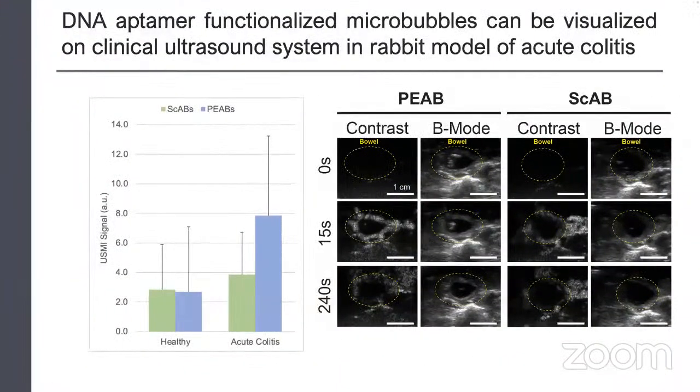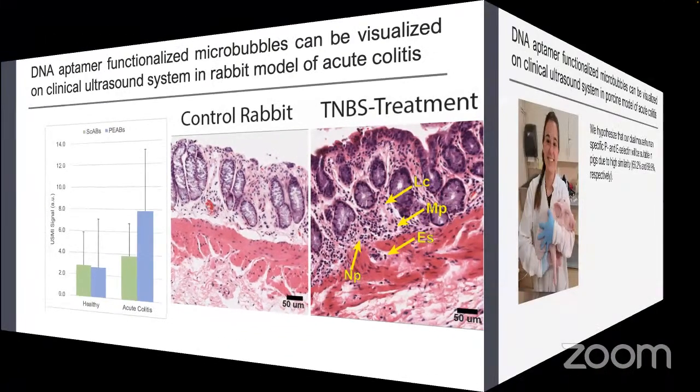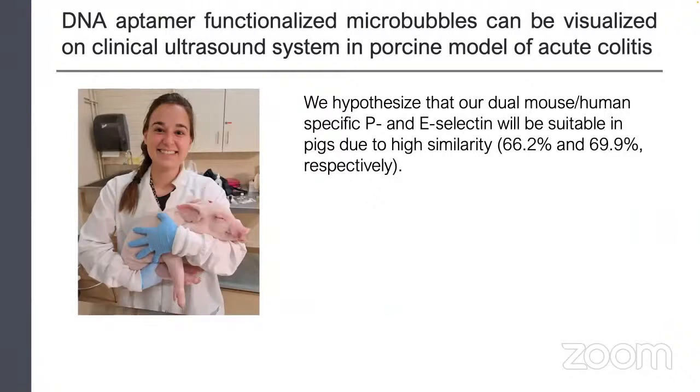And then when we quantified it, yeah, we saw a nice difference. So here we have our comparison of our B mode and our contrast mode between our scrambled and our P and E selectin microbubbles. So again, we saw a nice difference, an increase in our ultrasound molecular imaging signal, but it wasn't a huge difference. So we decided to try a different ultrasound system, but we also had the opportunity to take a look at using pigs.